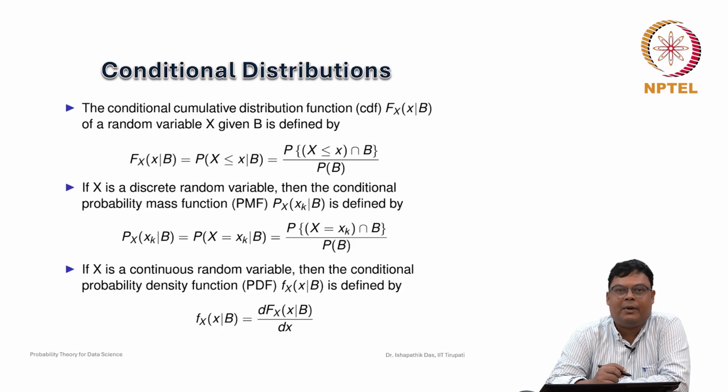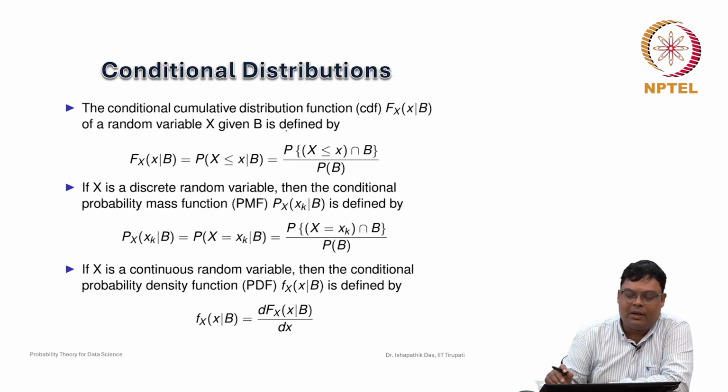Suppose we have a cumulative distribution function of a random variable X. Now, we want to find a conditional cumulative distribution function of X given an event B. So, B is a given event. Now, how can we define the random variable X given B?